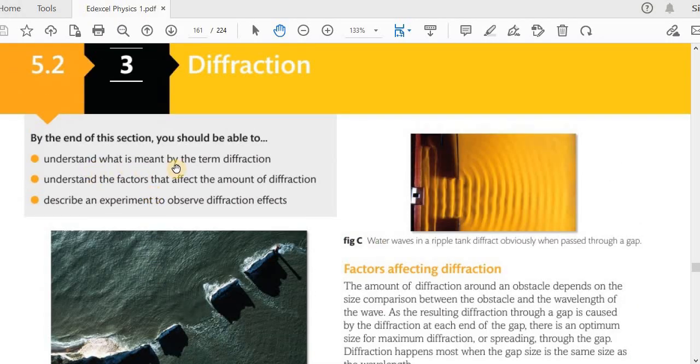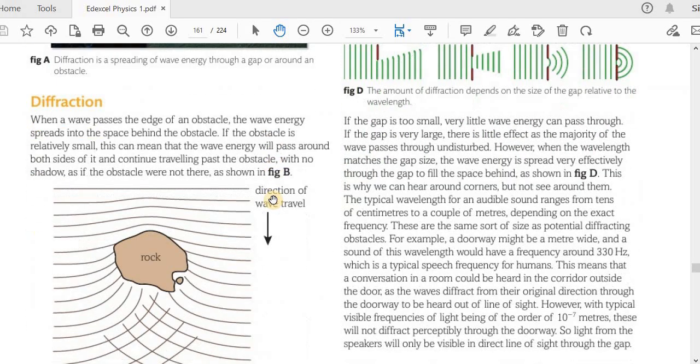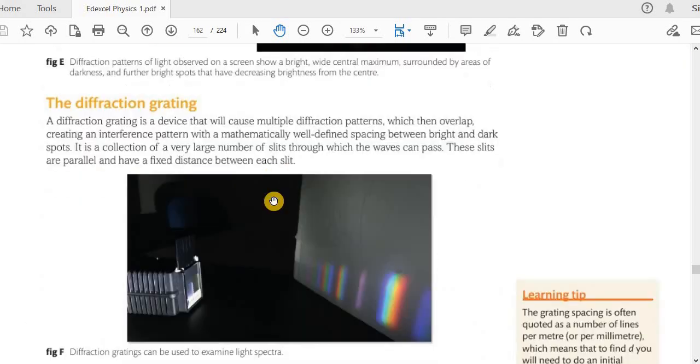Let's see. Understand what is meant by the term diffraction. Understand the factors that affect the amount of diffraction. We went through all this. Describe an experiment to observe diffraction effects. There are several.